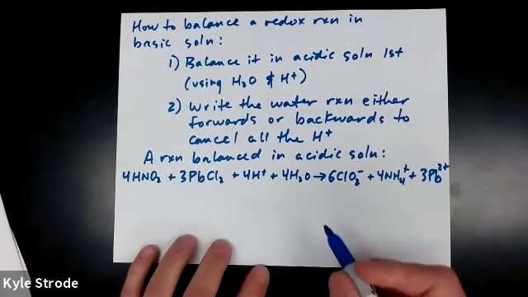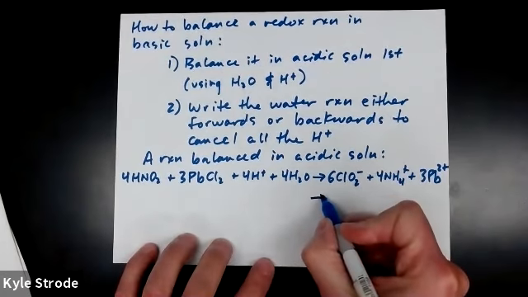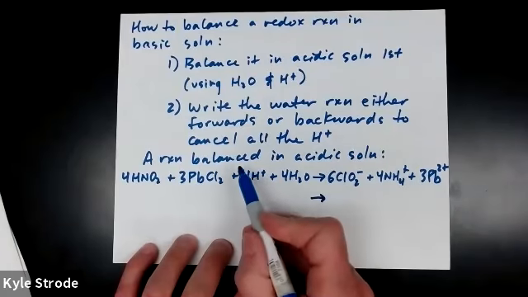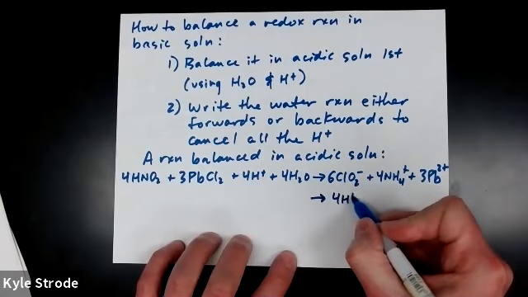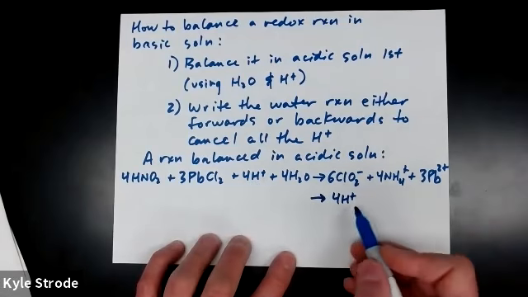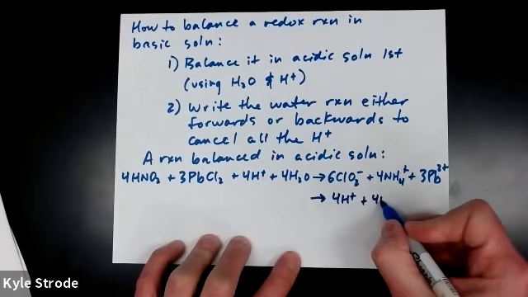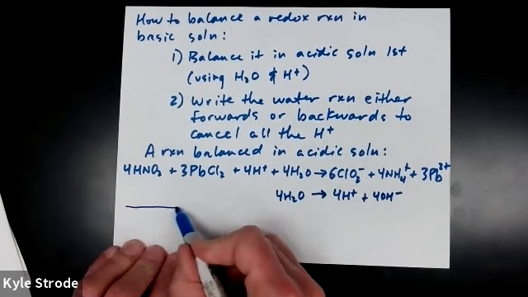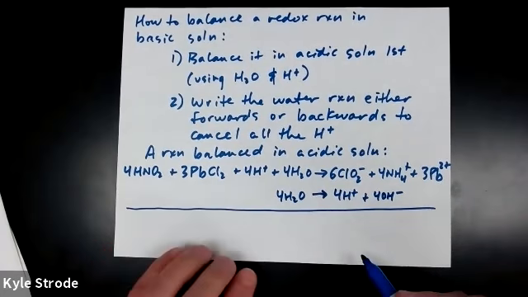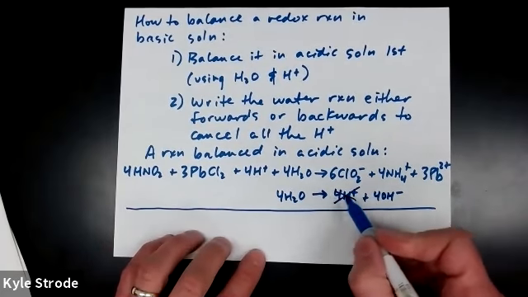So in order to balance this thing in basic solution, what we do is we follow step 2, and we're going to bring an arrow down here right underneath the old arrow. And we're going to note that there's 4 H+. So we're going to write 4 H+ on the right. And then to go along with those 4 H+, we're going to write 4 OH- on the right, and we'll write the 4 waters that make them on the left. And now what we do is we draw a line, and we then cancel the H+.